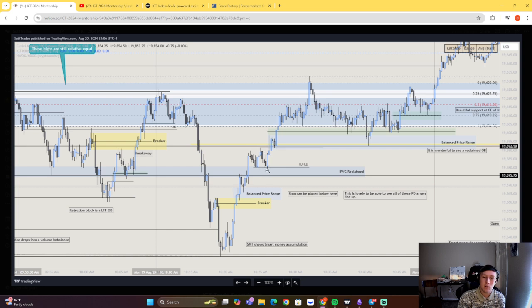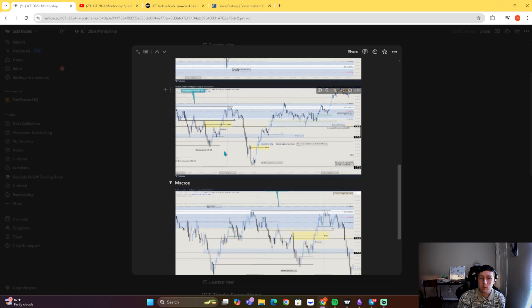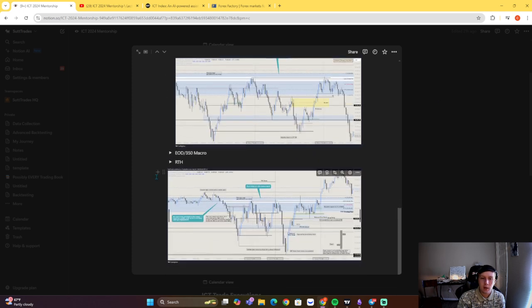Boom. Inversion right there. Institutional overflow entry. And then we come back down into that concentration of that level. Also into this inversion right there. Balanced price range. And just look at that beautiful support there. And then we end up seeking buy side. So he did go over a lot of that.